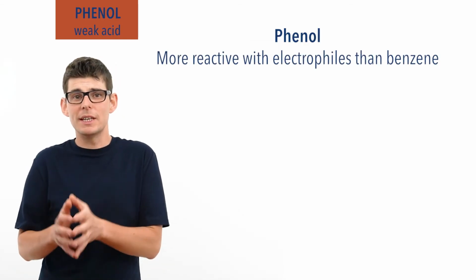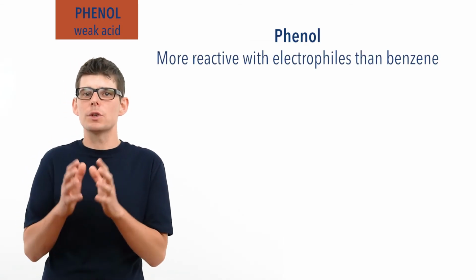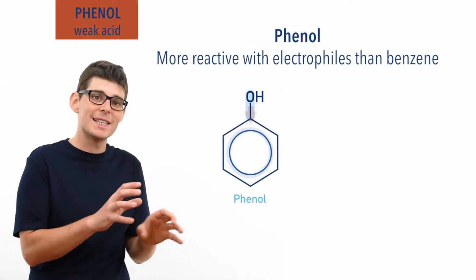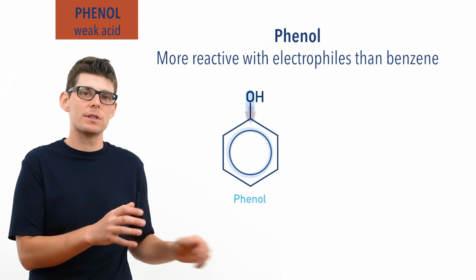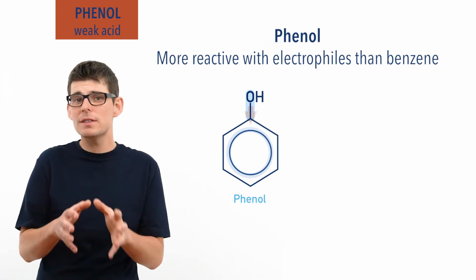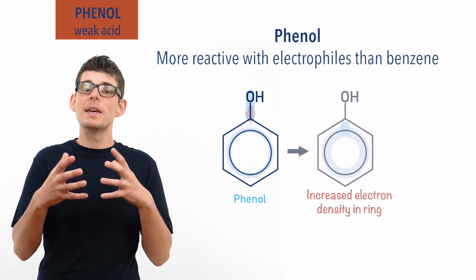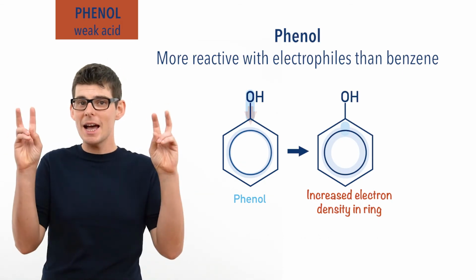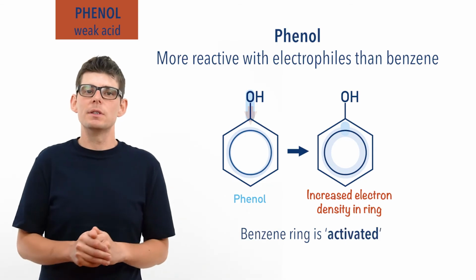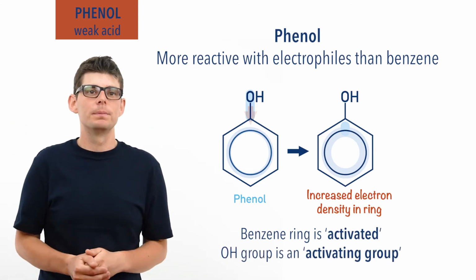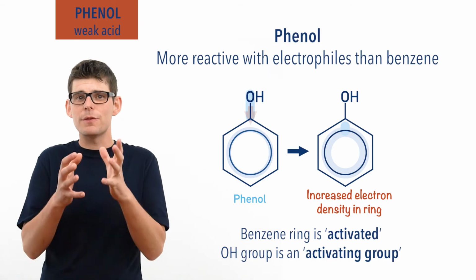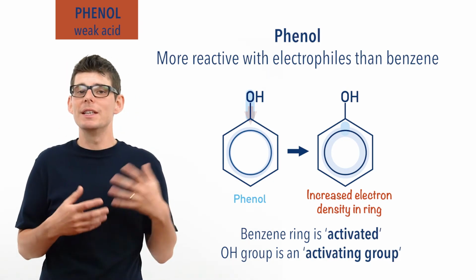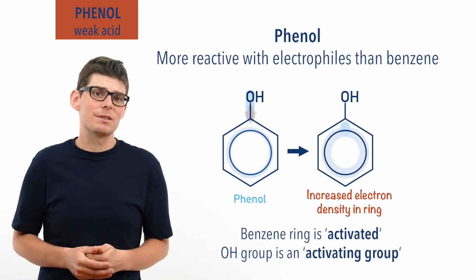As mentioned previously, a p orbital lone pair of electrons around the oxygen atom in phenol can be partially spread or donated into the delocalized electron system. This increases the electron density in the benzene ring, making it more appealing to electrophiles. We say the benzene ring has been activated, and the OH group is considered to be an activating group. This reactivity of phenol with electrophiles compared to benzene is shown with specific reactions in different videos. See the links in the description below.